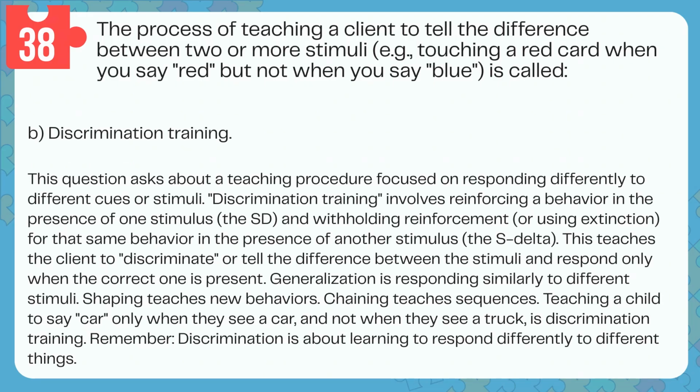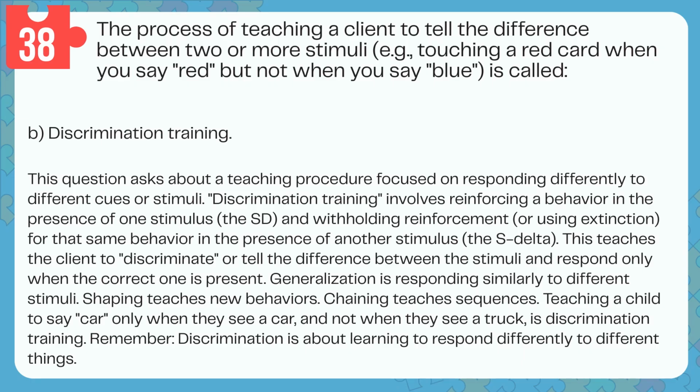Answer: B. Discrimination training. This question asks about a teaching procedure focused on responding differently to different cues or stimuli. Discrimination training involves reinforcing a behavior in the presence of one stimulus, the SD, and withholding reinforcement or using extinction for that same behavior in the presence of another stimulus, the S delta. This teaches the client to discriminate or tell the difference between the stimuli and respond only when the correct one is present. Generalization is responding similarly to different stimuli.